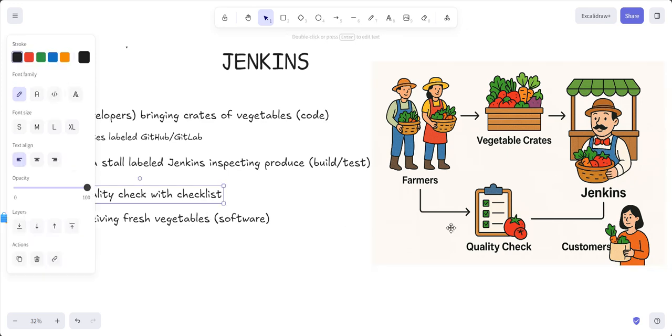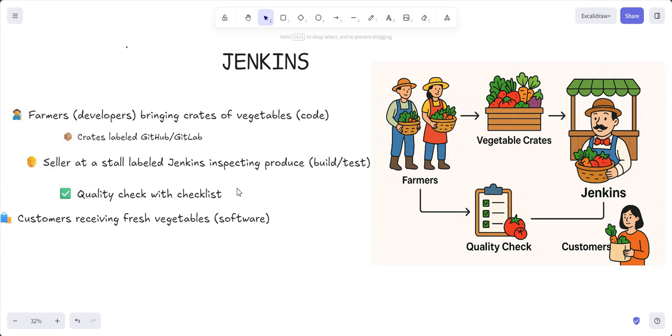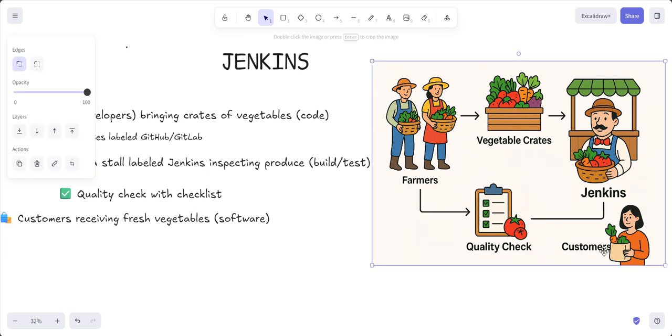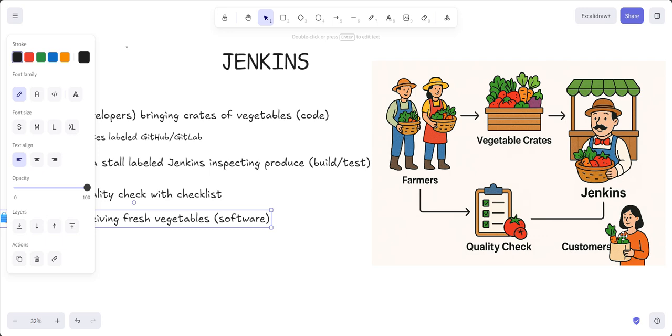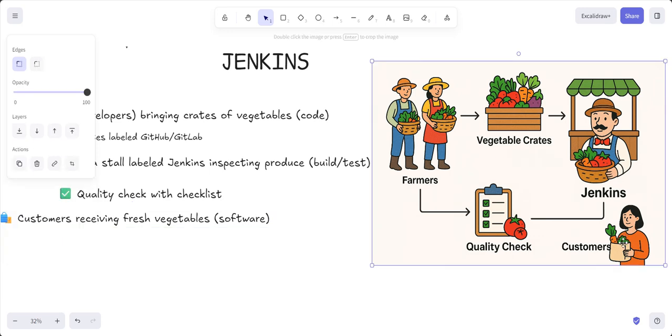Now about the quality check. The quality check, we can say, is whether those tomatoes are rotten or not. That part is taken care of by the quality checklist. And who are the customers, guys, who are receiving the fresh vegetables? We can say it's an application, which the customer is getting at the end of the day. They are expecting fresh vegetables from us.